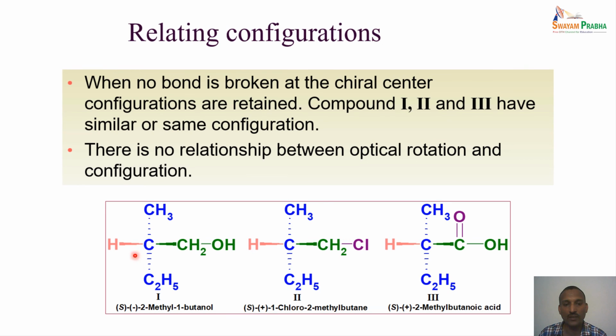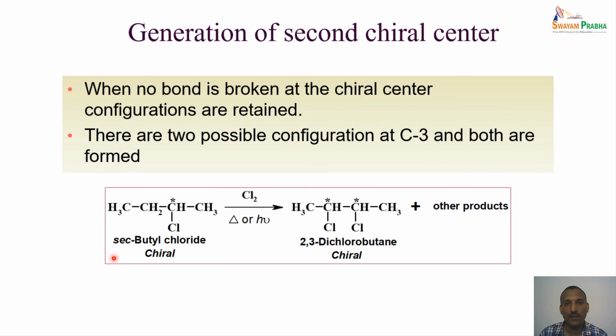So here is another example, where we are actually recapping what we have seen so far. The hydroxyl is converted to either chloride or carboxylic acid. In all the cases, the S isomer retains the same configuration, S and S. The last one is the generation of a second chiral center. In this case, no bond is broken at the chiral center and the configurations are retained.